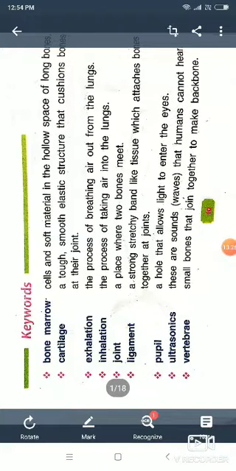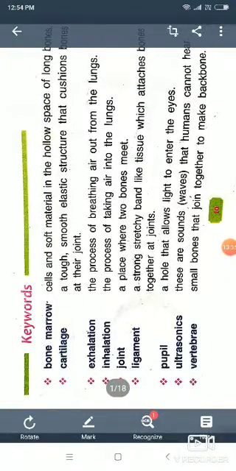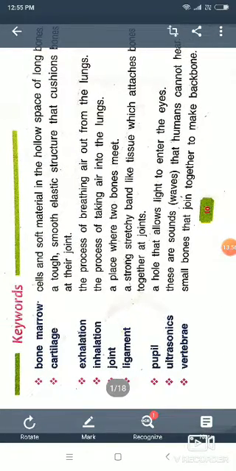These are the definitions, these are the keywords, and when you learn the meaning of the keywords, that will be the definition of those words also. So we will add "is called" or "are called" like that. If one, then write "is called". If many, then write "are called". Okay, so you will keep in mind how to write the definition of any word. Here the definitions of bone marrow, cartilage, exhalation, inhalation, joint, ligament, pupil, and vertebrae are there.